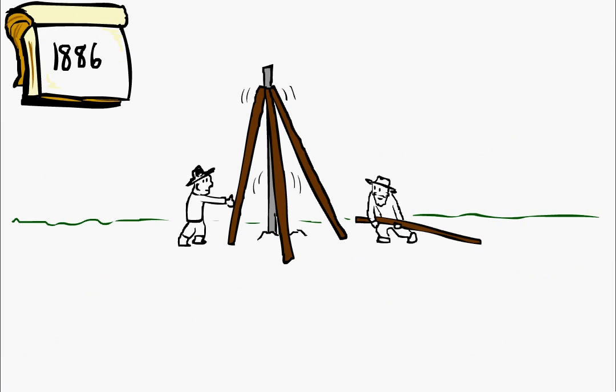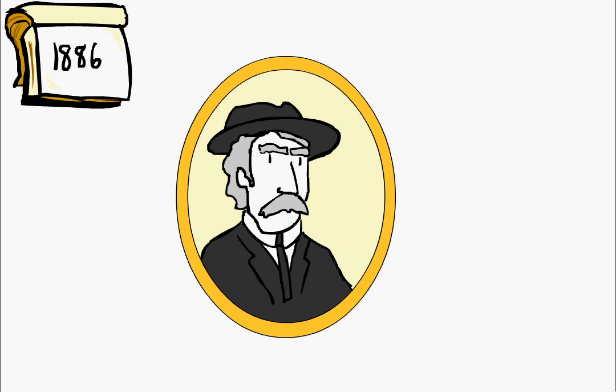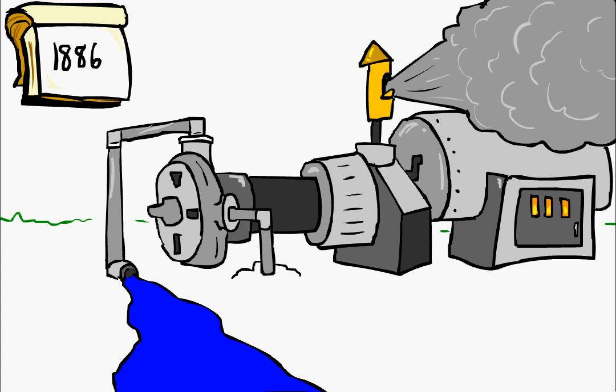The first known irrigation well in the South Platte Basin was drilled in 1886. Mr. Hurdle, east of Eaton, used a centrifugal pump powered by a steam engine to help irrigate his farm.